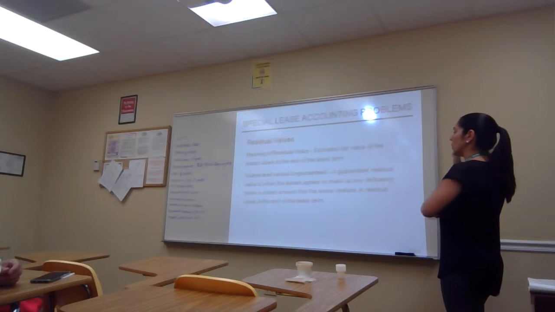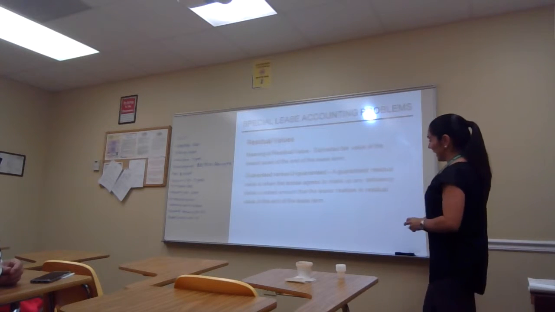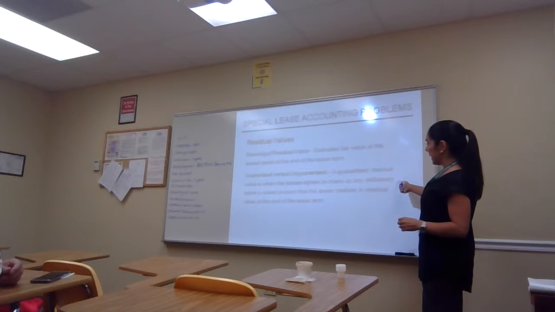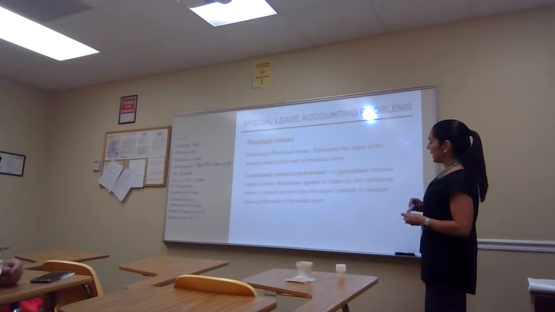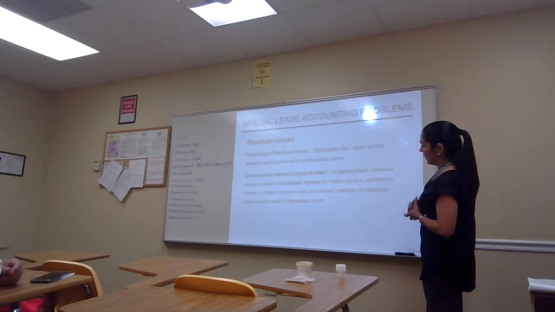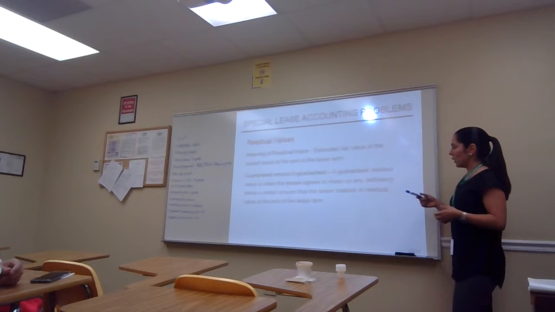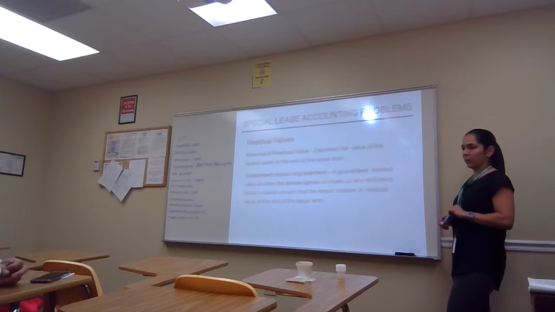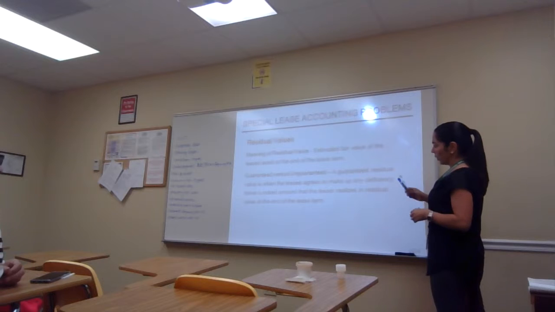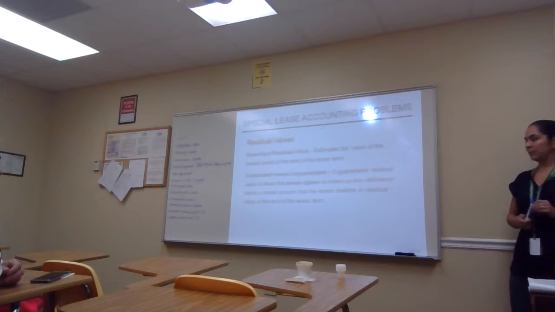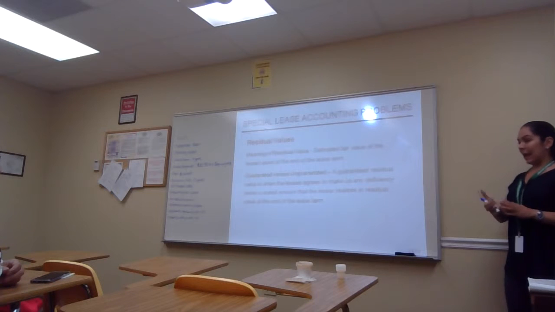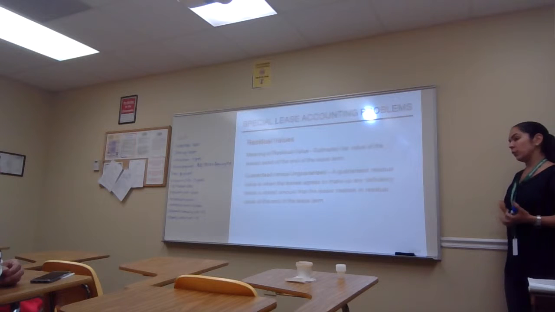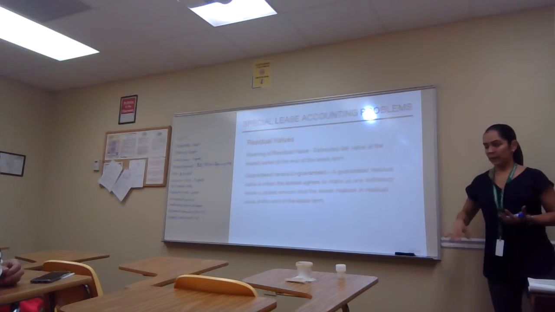Guaranteed versus unguaranteed. So a guaranteed residual value is when the lessee agrees to make up any deficiency below a stated amount that the lessor realizes in residual value at the end of the lease term. So in this case, the lessor is going to tell the lessee, at the end of your lease, I want you to guarantee $5,000. That's what's considered guaranteed. So the lessee will have to give that $5,000 to the lessor. And they're guaranteeing you that they're going to pay you what the residual value is worth. Unguaranteed is that they're not going to pay it to you.